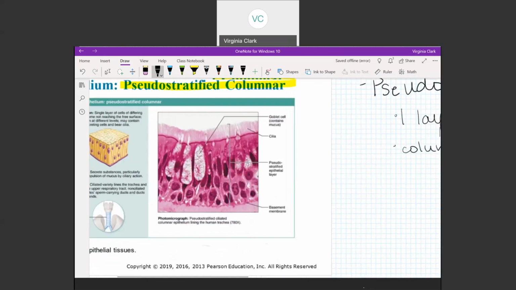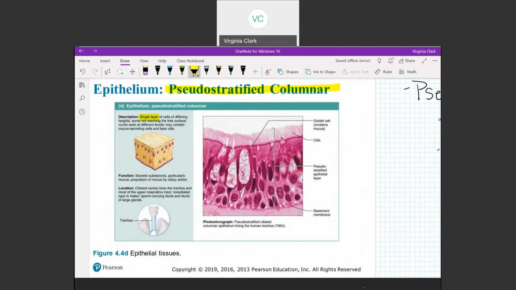So zoom back in on this guy. It is a single layer, but the cells are of differing heights. They may not all reach the free surface. So here's my apical surface. Here's my basal surface. And you'll notice here is my nuclei, and then here is a plasma membrane. Here's a nuclei. Here's a plasma membrane. Here's a nuclei. So you can kind of see how, because the nuclei are not all in one row, this would be a very pretty columnar, simple columnar. It's not that. It is actually more like this.